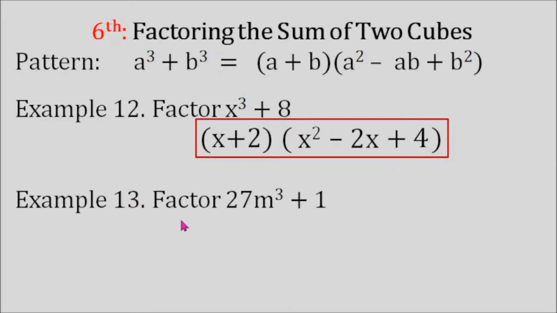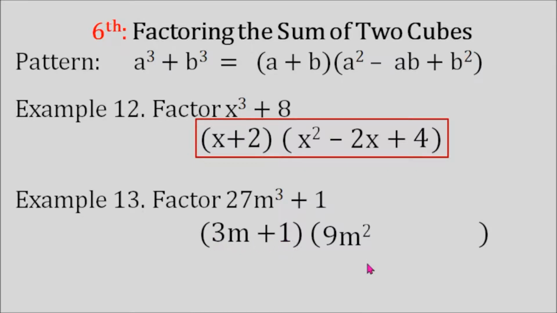Example number 13. Factor 27m cubed plus 1. The cube root of 27m cubed is 3m. The cube root of 1 is still 1. So our binomial factor is 3m plus 1. Then for our trinomial factor, 3m squared is 9m squared. Then 3m times 1 is 3m.